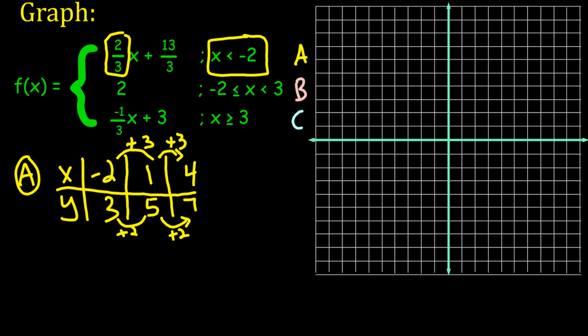-2, 3, and this time I need to be careful because that's going to be an open circle. So at -2, 3, I'm going to do open circle. And then, oh, son of a gun. I messed up, didn't I? And the reason why is because I needed to go to the left.